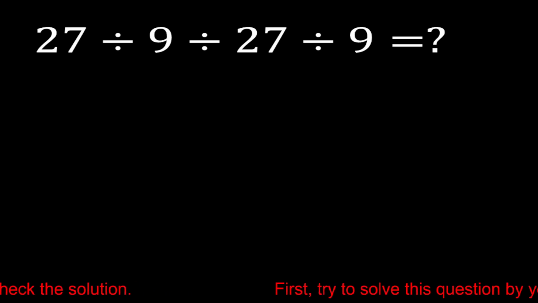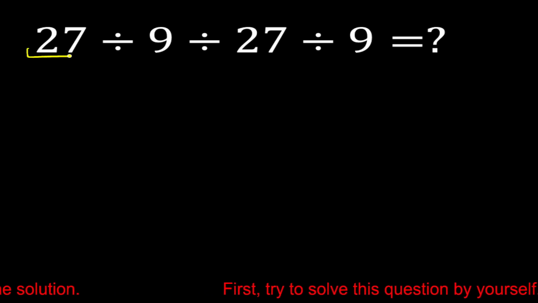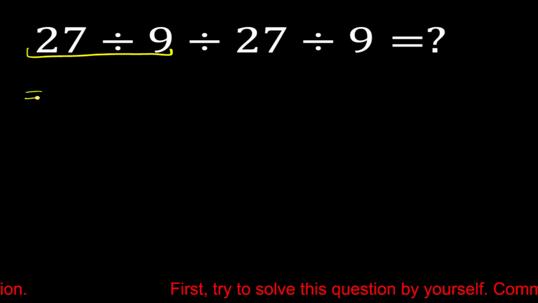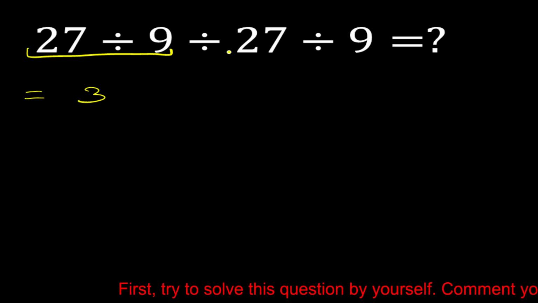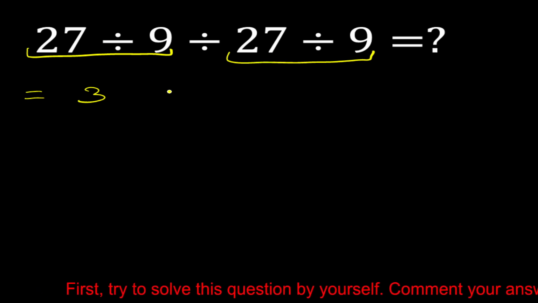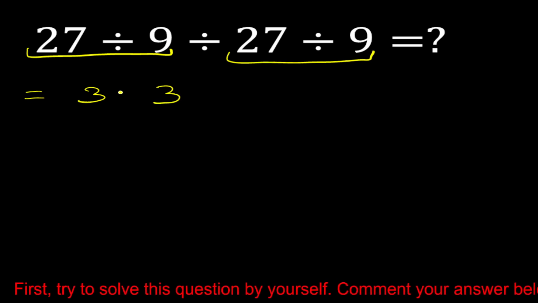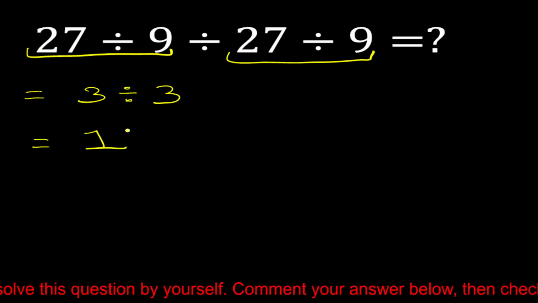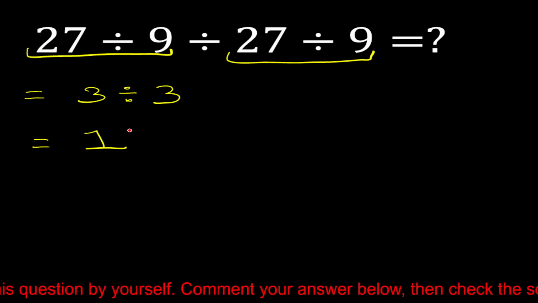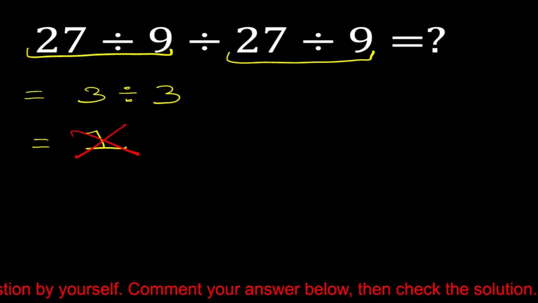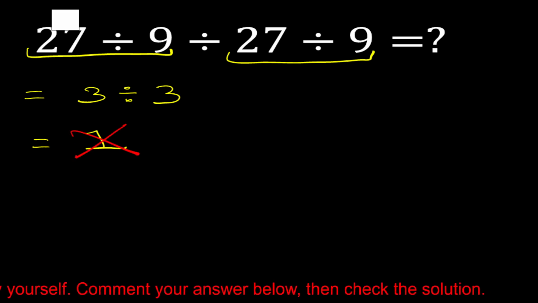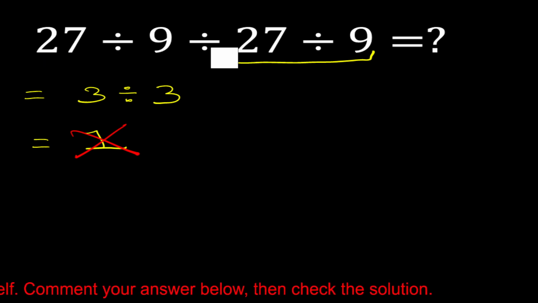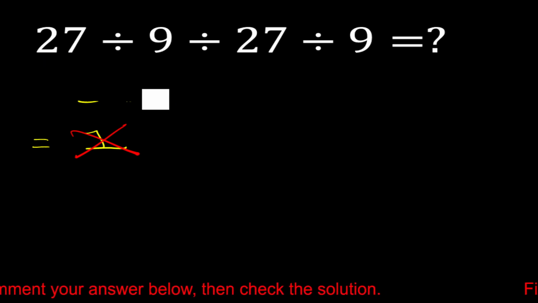So, most people solve this question like 27 divided by 9 is equal to 3. Then again, 27 divided by 9 is equal to also 3. Now 3 divided by 3 is equal to 1. Okay, but this answer is not correct. This answer is completely wrong. So now let's solve this problem correctly by using the PEMDAS rule.